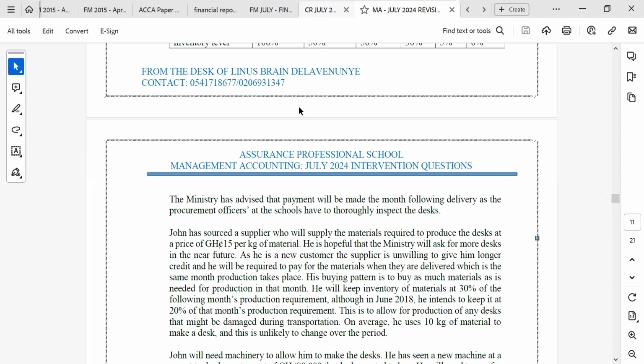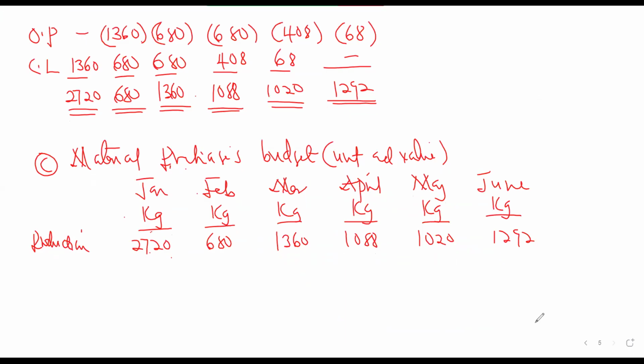If you are making 2 desks, how many kilograms are you going to be using? 20. If you are producing 3, 30. If you are producing 100, 1,000. So you can see that you are multiplying the quantity by the requirement. So you come here and have the quantity requirement, which will be 10 kilograms. We multiply every one of these by 10 kilograms to know the quantity that we are going to be using.